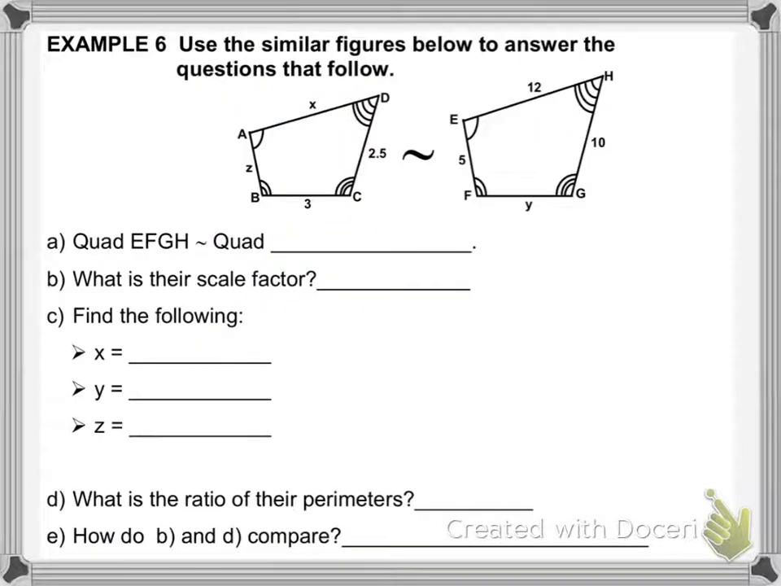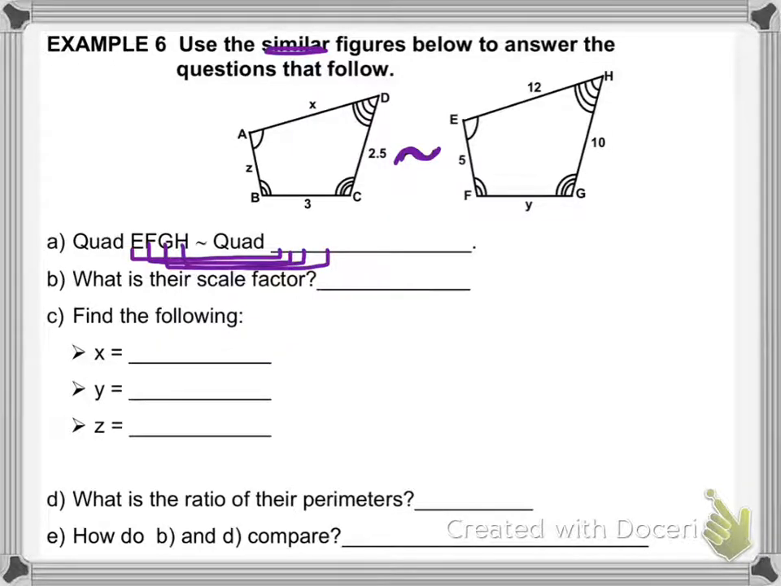All right, we've got some examples to try to apply some of this stuff. So 6 says, use the similar figures below to answer the questions. I can also see that they're similar by this symbol, right? First thing, we're going to finish the similarity statement. Now, it's just like the congruent statements we did with congruent triangles. The letters need to correspond in the same position, okay? So I can look at the angle markings to determine that.